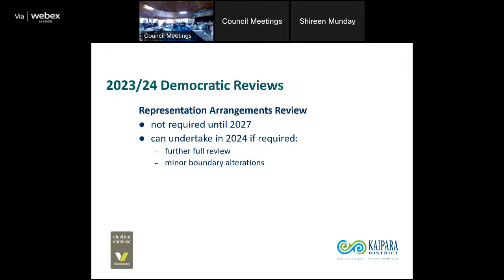There is a cost, of course, if council does want to go down the road of having a further representation review. It depends on whether it's a full review or just minor boundary adjustments, but we're looking at around $25,000 if you wanted to go down that route.